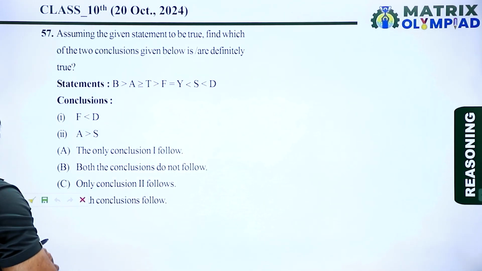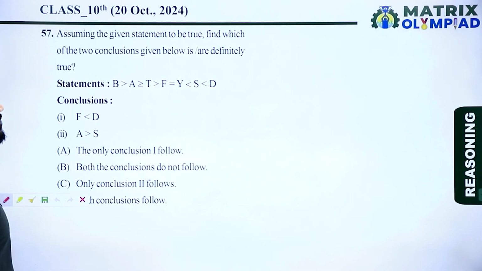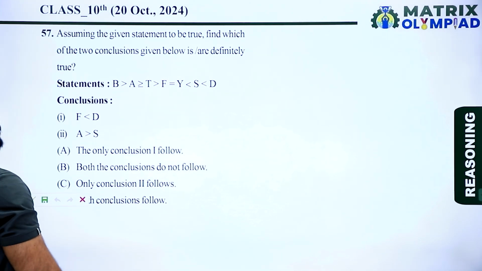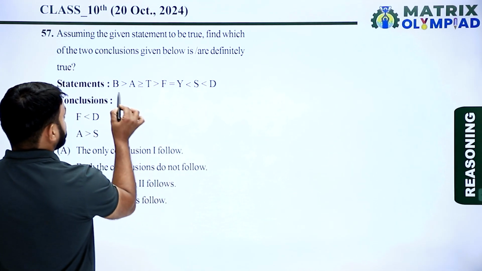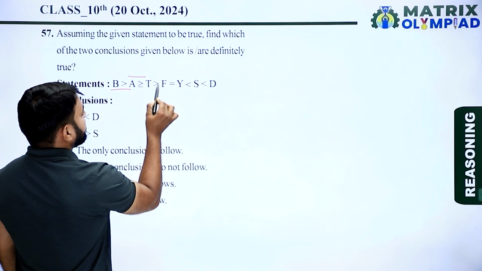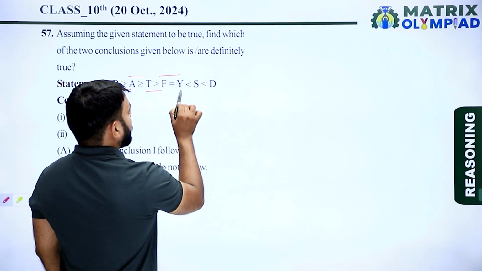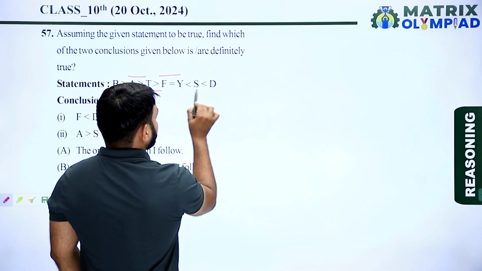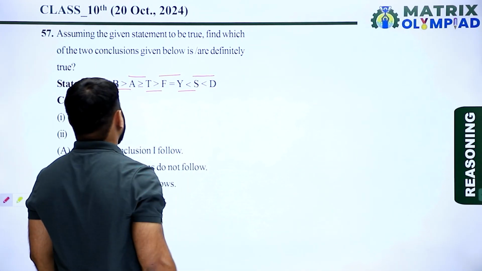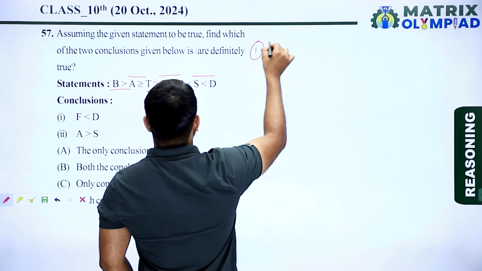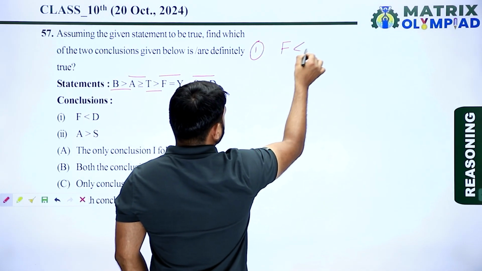So now the next question is question number 57. Assuming the given statement to be true, find which of the conclusions given below is or are definitely true. So the statement is B is greater than A, A is greater than or equal to T, T is greater than F, F is equal to Y, Y is less than S and S is less than D. So now the first conclusion is F less than D.